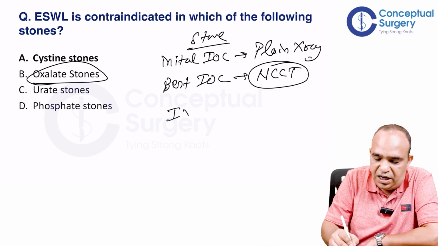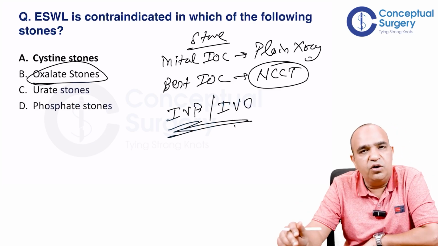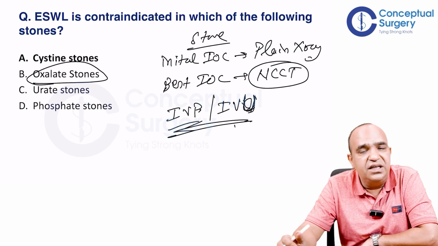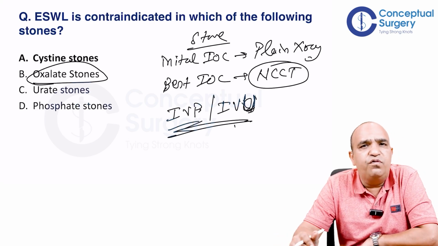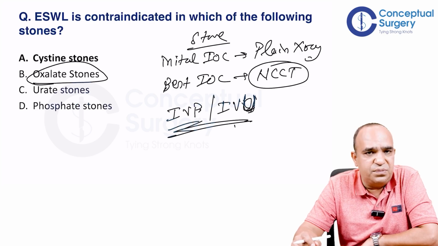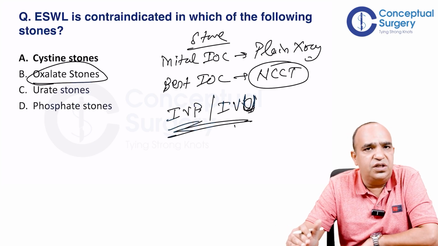Okay. Third is IVP, intravenous pyelogram or intravenous urogram, where you don't have the facilities for CT scan, you can go for IVP. IVP again gives both anatomical and functional assessment of the kidney. It will also give you an idea about the excretory function of the kidney.